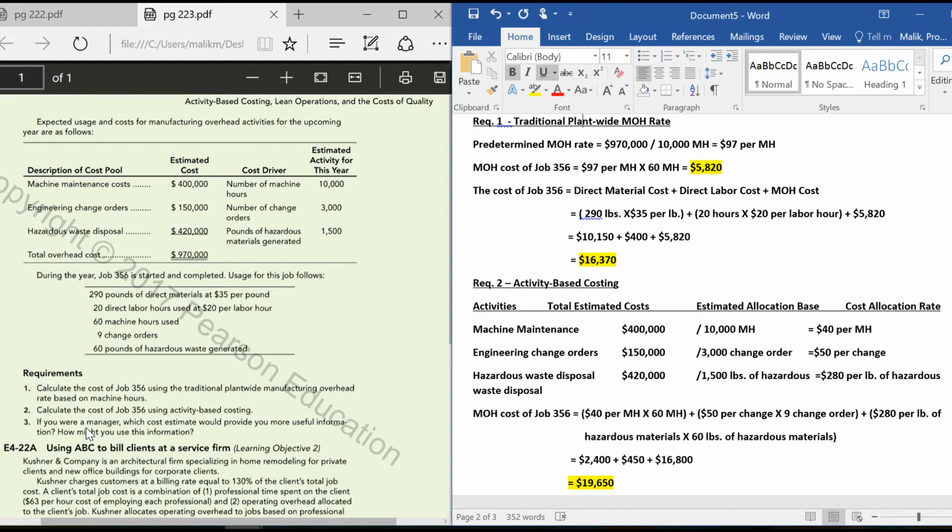So if you use the traditional rate, you see you are kind of doing undercosting. But when we use more precise activity-based rates, the cost is actually higher. So this is how we can calculate the cost of any specific job by using activity-based costing.